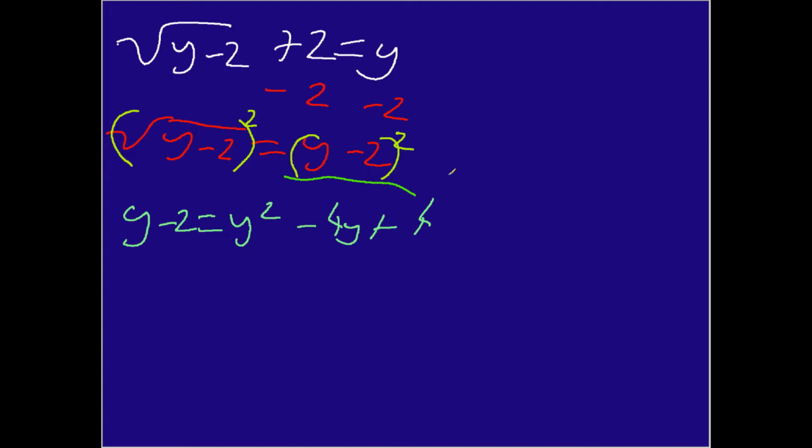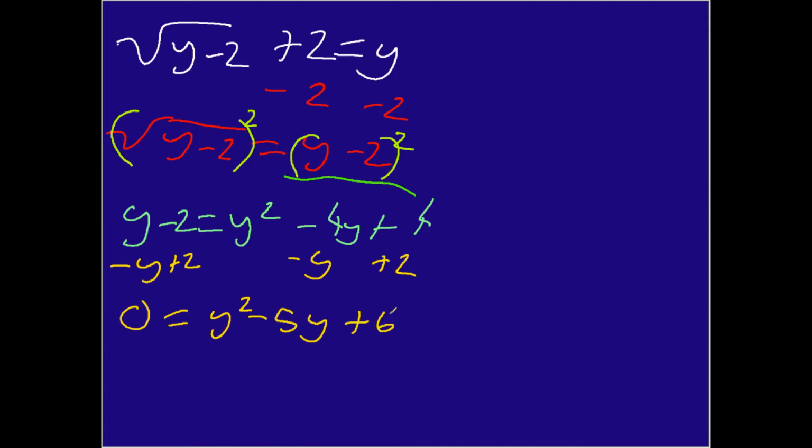And so now you just do some basic algebraic steps. I subtract y from both sides. I add 2 to both sides. So subtract y, add 2. And so I end up with 0 on the left-hand side equals y squared minus 5y plus 6.